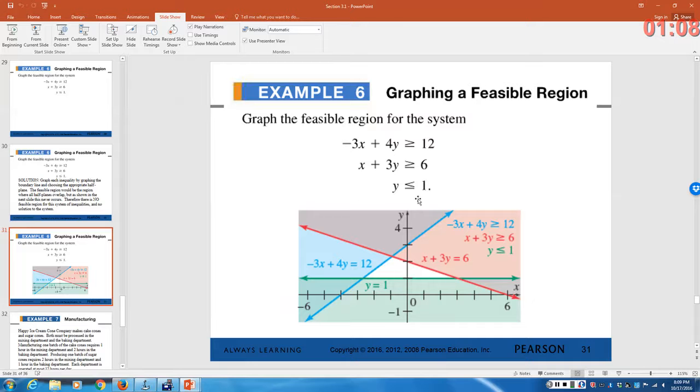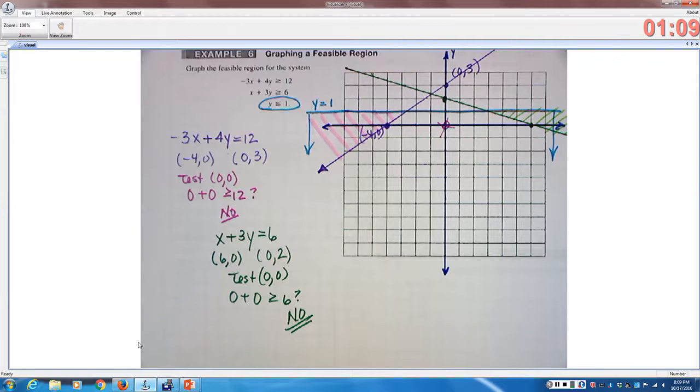It says that there is also the restriction that y has to be equal to or less than 1, which means that it has to be below that green line. Well, none of the feasible region is below the green line. So what happens, honestly, and I'll show you a different version of the picture, but it shows the same thing.